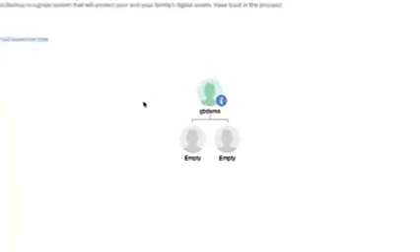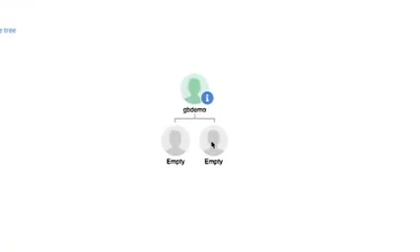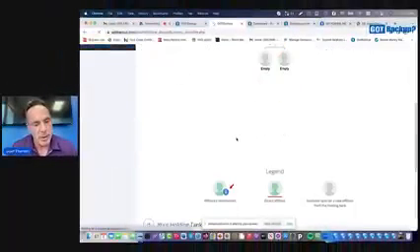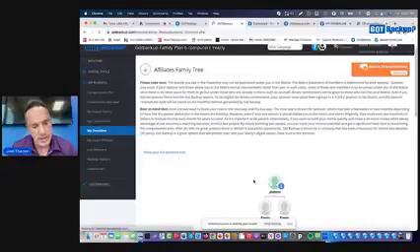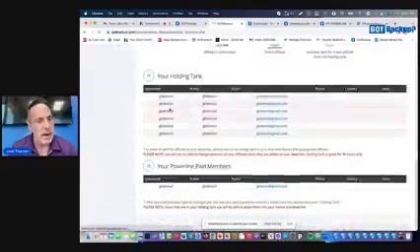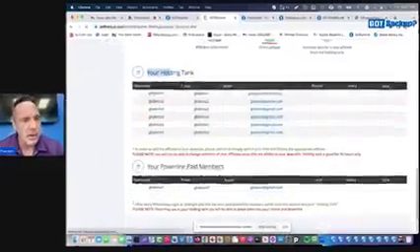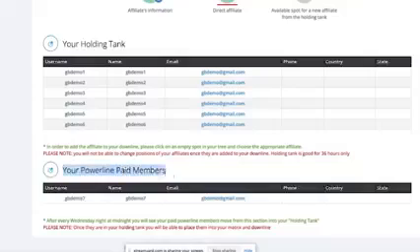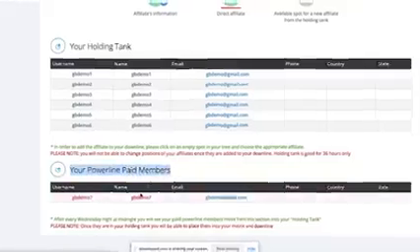Now, if you do not have people in your tank, you're not going to see these empty spots, okay? I'll repeat that again. If you do not have people in your holding tank, you're not going to see these empty spots. So right now, as a demo purpose only, I have people in my holding tank, and I also have people in my paid power line members. What does that mean?